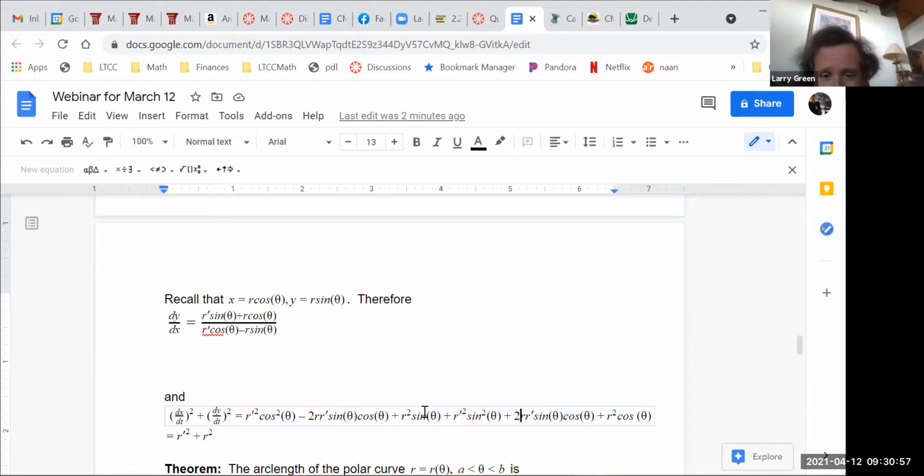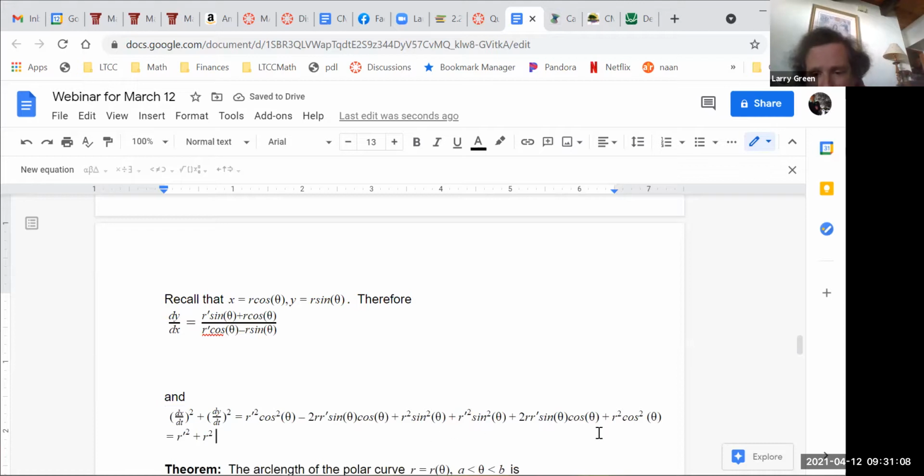Similarly, I have an r squared sine, that should be squared. And that one should be squared. So we have an r squared sine squared theta plus r squared cosine squared theta, and that is just r squared. So all of this horrible mess just becomes r prime squared plus r squared. Any questions on this derivation here?